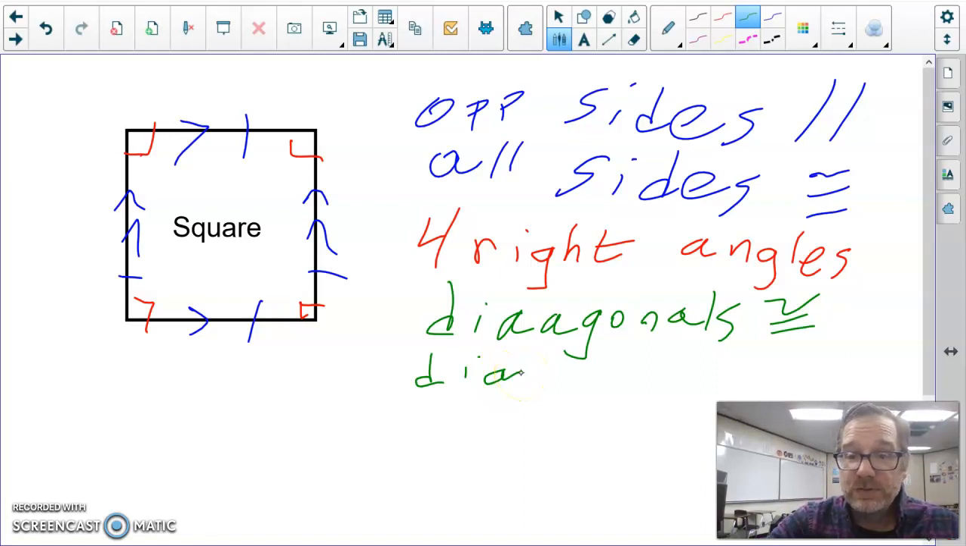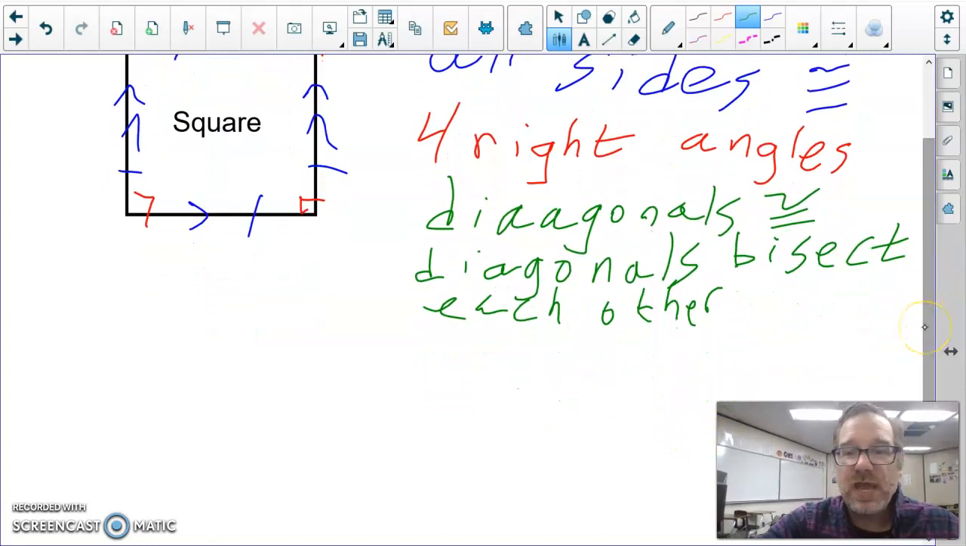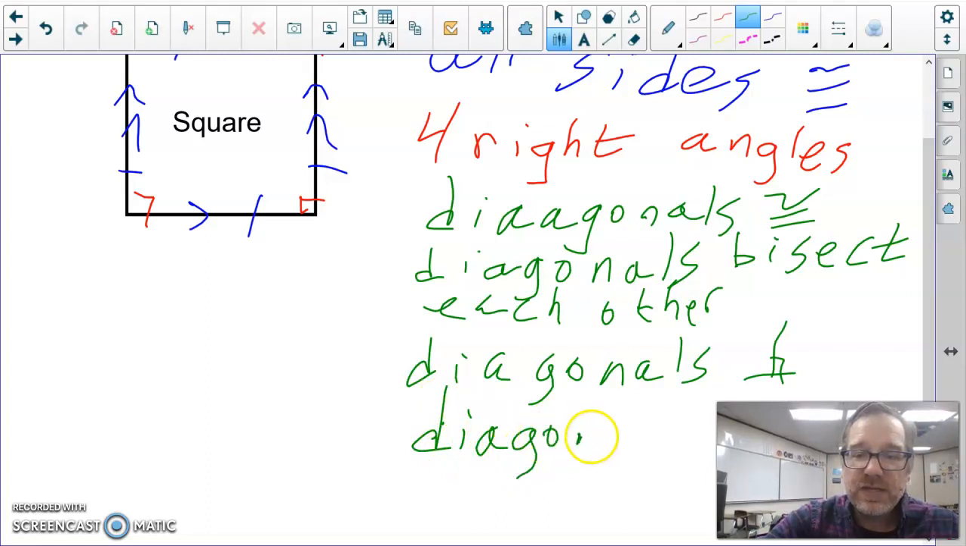Oh, I misspelled diagonals, but you can fix it. Diagonals bisect each other. So if you are having trouble reading this, please make sure that you have the volume up or the closed caption on. And lastly, diagonals are perpendicular to each other. Oh, one more. And diagonals bisect angles. Holy smokes, look at everything a diagonal does.